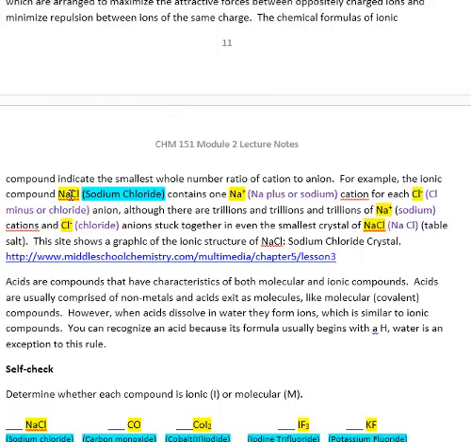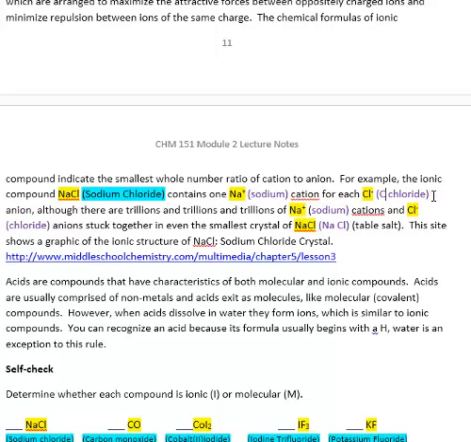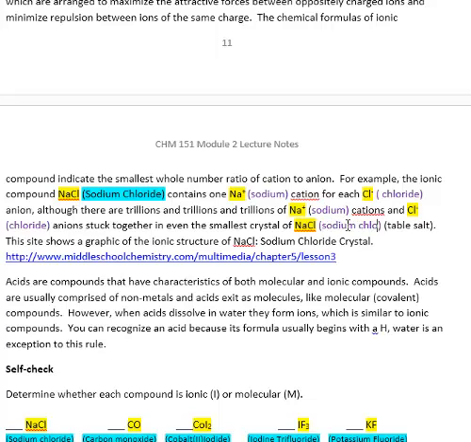So here, compound NaCl, sodium chloride, contains one Na plus or sodium cation for each Cl minus or chloride. So I've already explained how to name these, so we really should not be having the Cl minus. We should actually be calling them by the names, because I've already explained how to name them. So trillions of sodium cations and chloride anions, even in the smallest crystal of NaCl or sodium chloride or table salt.